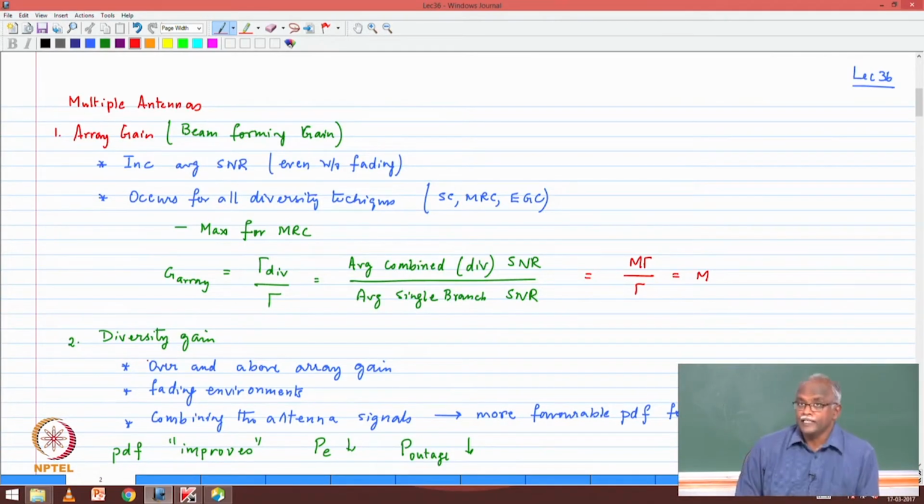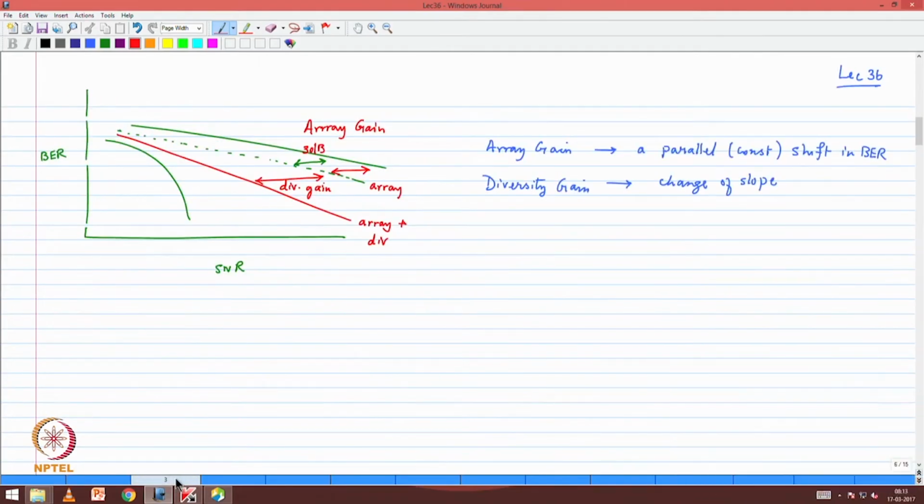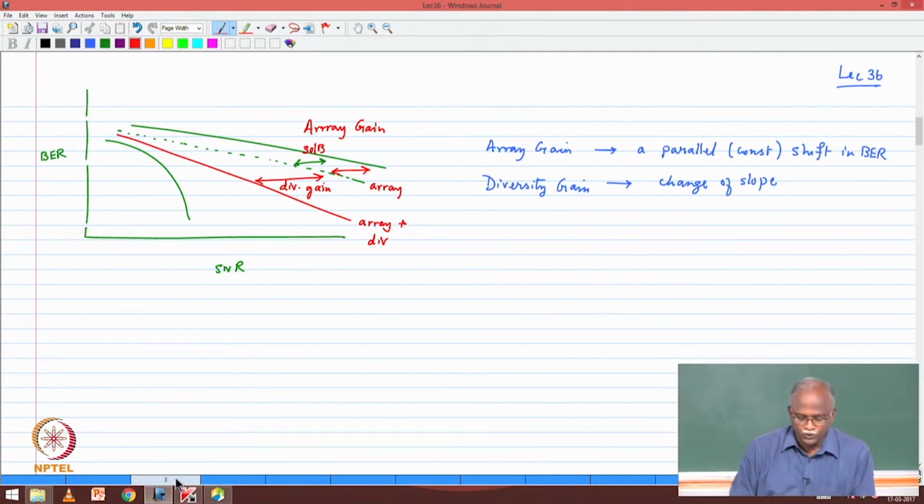By the way, array gain comes whether there is fading or not. The diversity gain comes in primarily when there is fading, because you're trying to improve or change the statistics of the fading distribution. So array gain and diversity gain, probably the best way to remember it is the graph that we drew yesterday. I would like you to review that once more.